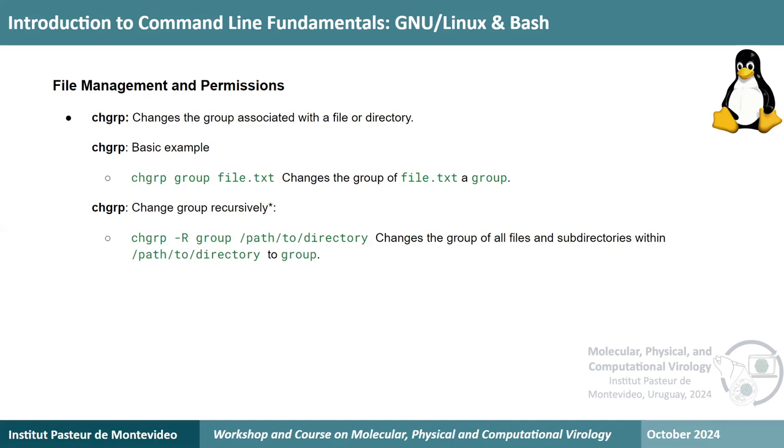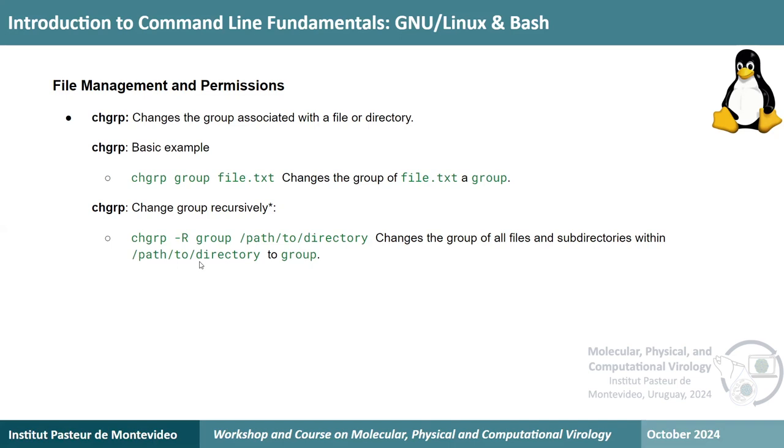So in this basic example here, using the command chgrp, this changes the group of file.txt to a specific group. Now all users in that group will have access to the file according to the group permissions. So again, we can use it recursively. We can recursively change the group permissions for a directory, for example.